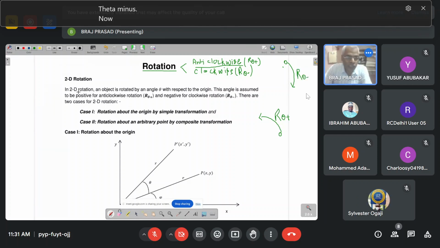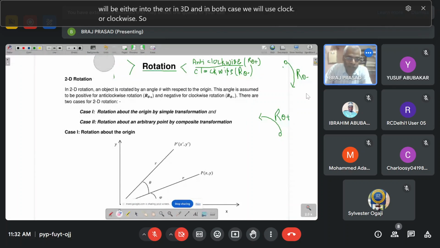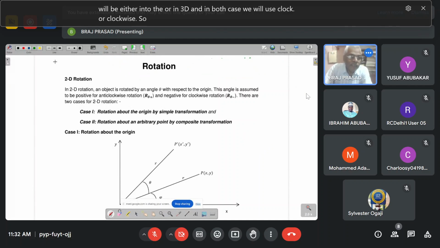Now, the rotation may be either in 2D or in 3D. 2D means in the X and Y directions, and 3D means in X, Y, and Z. So rotation will be either in 2D or in 3D, and in both cases we will use anti-clockwise or clockwise. So first see the definition of 2D rotation.